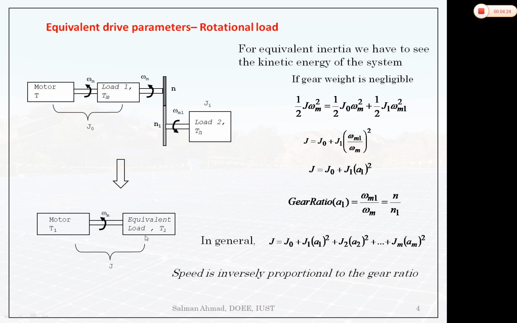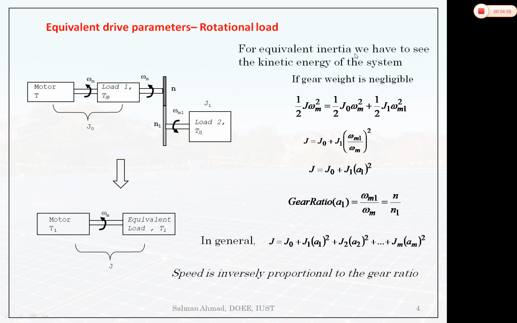So we have to first convert this whole system into one motor load system which is rotating at speed omega m, the motor speed, and which has one equivalent moment of inertia. Our objective will be to find this equivalent moment of inertia J and the equivalent load torque, so that we can find the rating of the motor and the power requirement of the motor. For this purpose we have to use the principle of energy conservation.